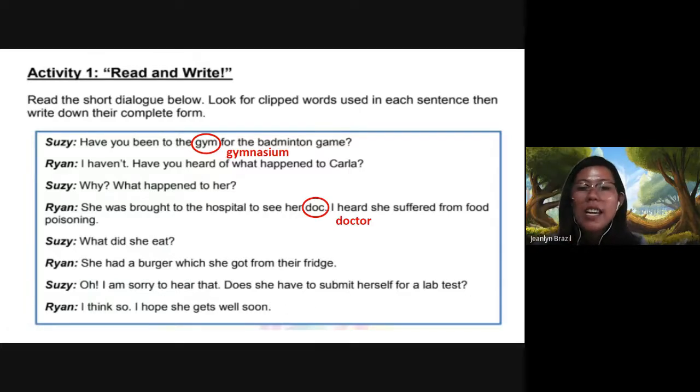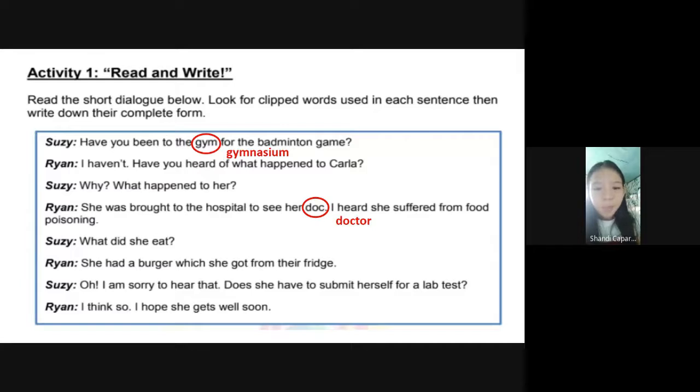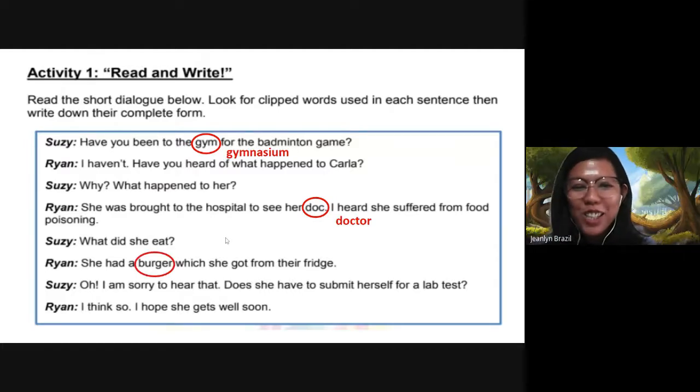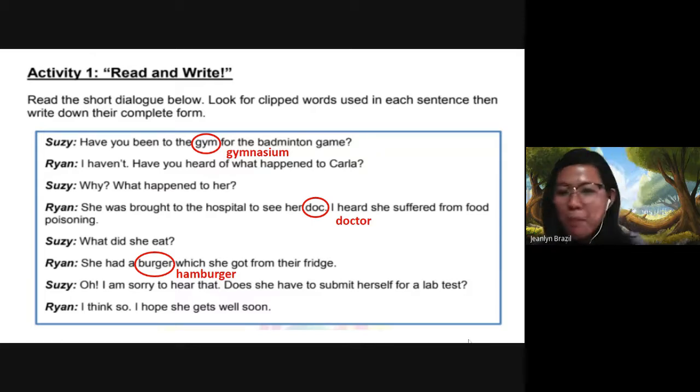Next, she had a burger which she got from their fridge. Meron ditong ilang clipped words. Ilan ang clipped words kaya dito? Sinong sasagot? Hindi ko nakita. Okay, let's start with Shandy. Merong dalawang clipped word. Give the first clipped word and its original form. So, the first clip word in that sentence is burger, and its original form is hamburger. Okay, let's see if you're correct. Oh, that's correct. And the original word is hamburger.